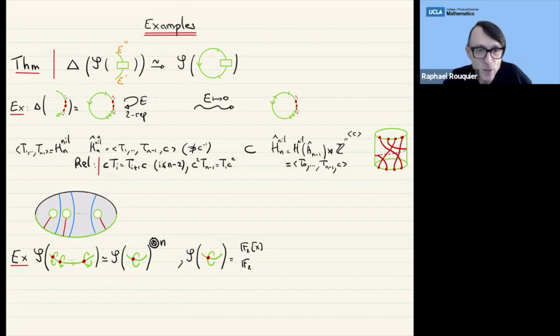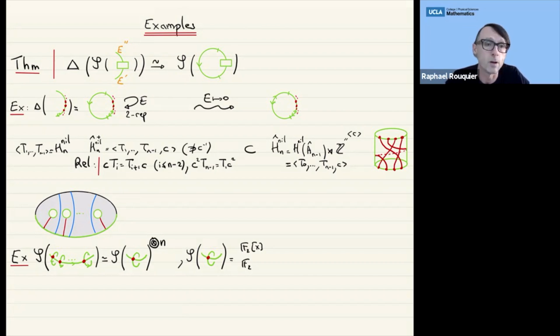So we have the algebra or the category for the unoriented circle. Inside, we have the one for the oriented circle, which corresponds, in terms of Hecke algebras, to our affine Hecke algebra, we extend with C, and we look at the subalgebra generated by T1 up to Tn minus 1 and C.